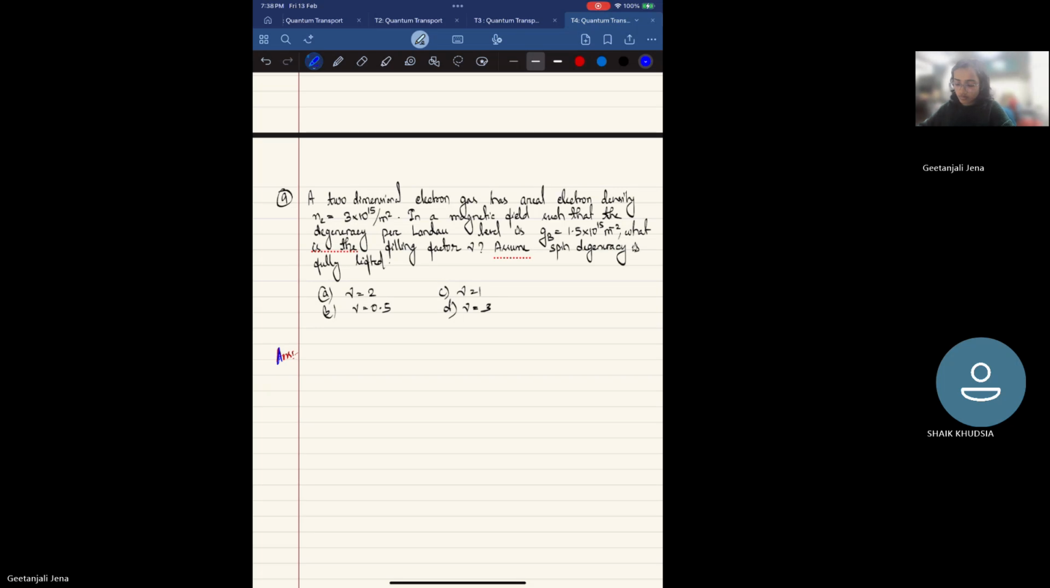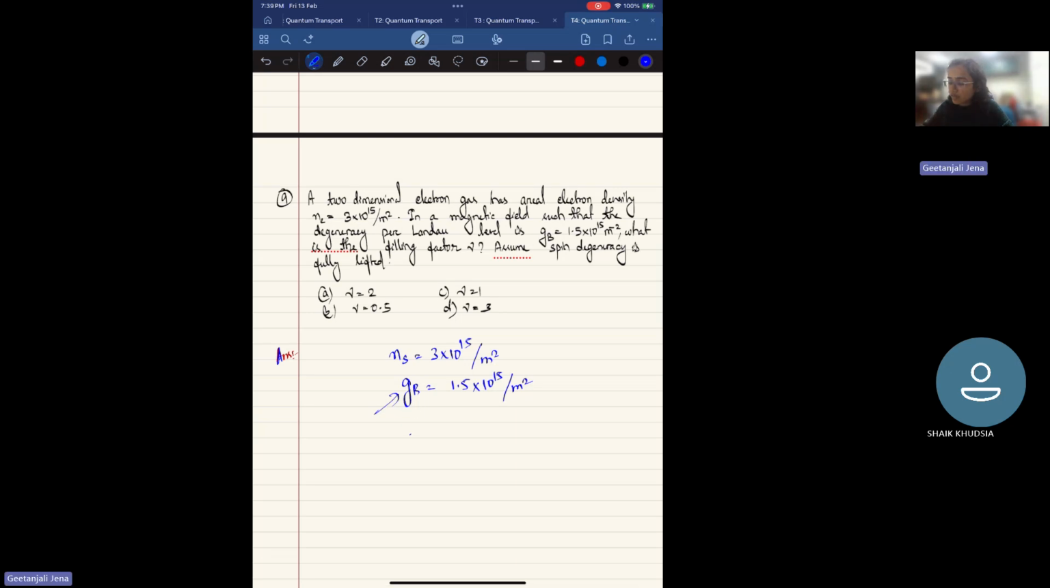Okay, question number 9. There is a two-dimensional electron gas, which has an areal electron density of 3 into 10 to the power 15 per meter square, in a magnetic field such that the degeneracy per Landau level, GB, is given as 1.5 into 10 to the power 50. So degeneracy per Landau level means the number of states that is available in each Landau level per unit area.